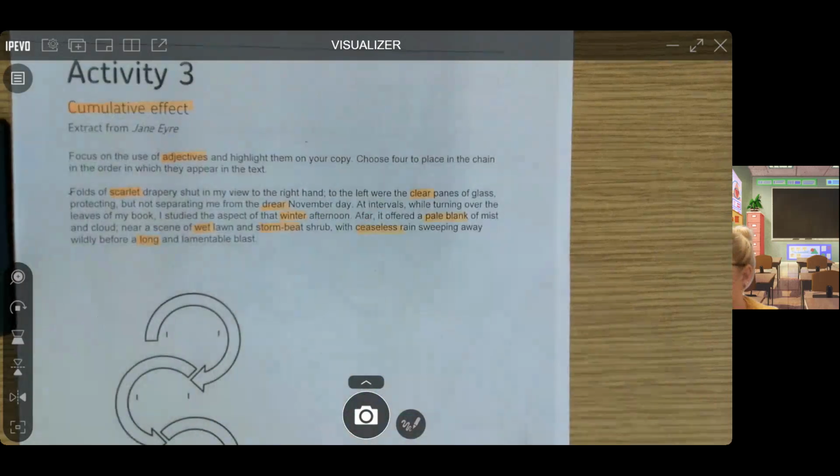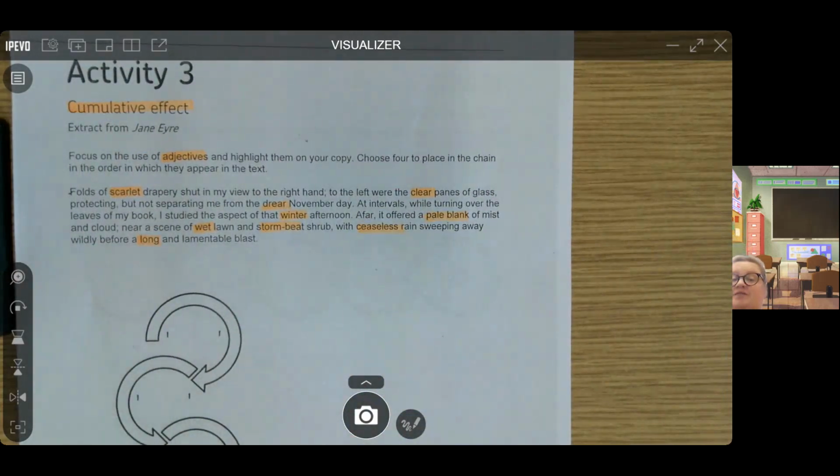Near a scene of wet lawn and storm-beat shrub, with ceaseless rain sweeping away wildly before a long and lamentable blast. So if we look at these adjectives, we can already see that a great number are being used by the writer. And what we need to consider is, why has the writer chosen to use those adjectives? And how does the way that the adjectives fall in terms of order contribute to meaning?